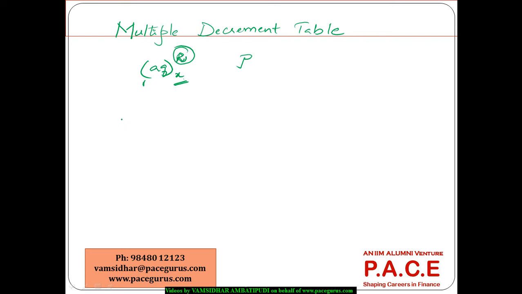This is the probability that he will exit the population because of retirement. Whereas when I say Q X R, it means it's independent. This is the dependent probability, and this I call the independent probability. It is the probability that a person whose current age is X will move out of the population between age X and X plus 1 because of the decrement R, assuming that there are no other risks in that particular population.